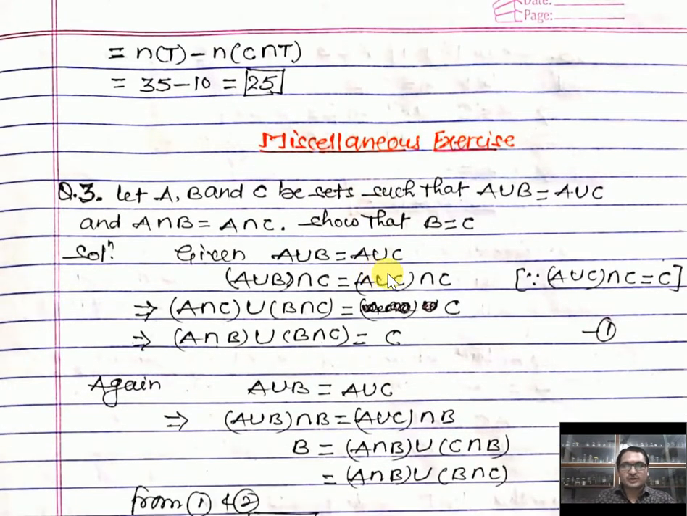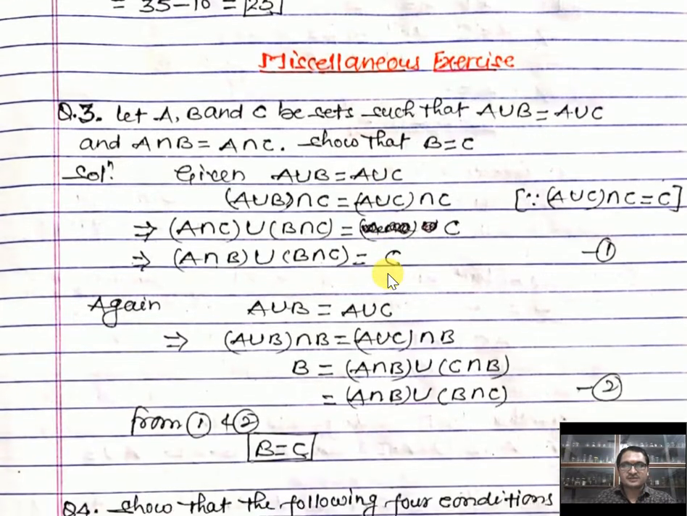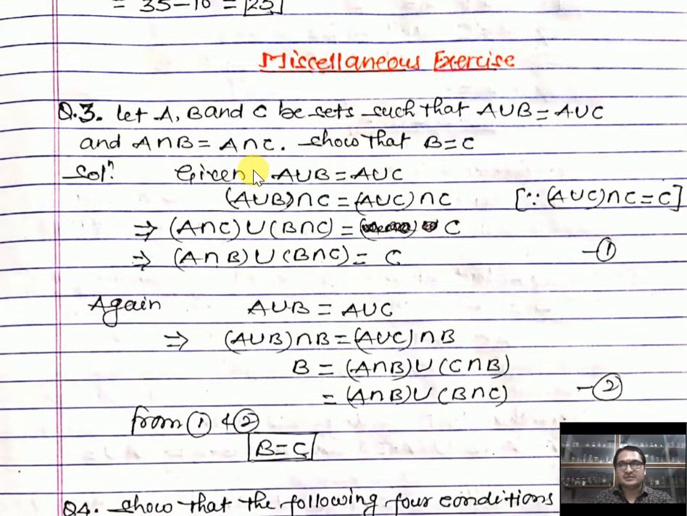Now I am going to discuss a few examples from the miscellaneous exercise. Question number 3. Let A, B and C be sets such that A union B is equal to A union C, and A intersection B is equal to A intersection C. Show that B is equal to C. What is given? A union B is equal to A union C. Now I am going to intersect both sides with C. So (A union B) intersection C equals (A union C) intersection C.